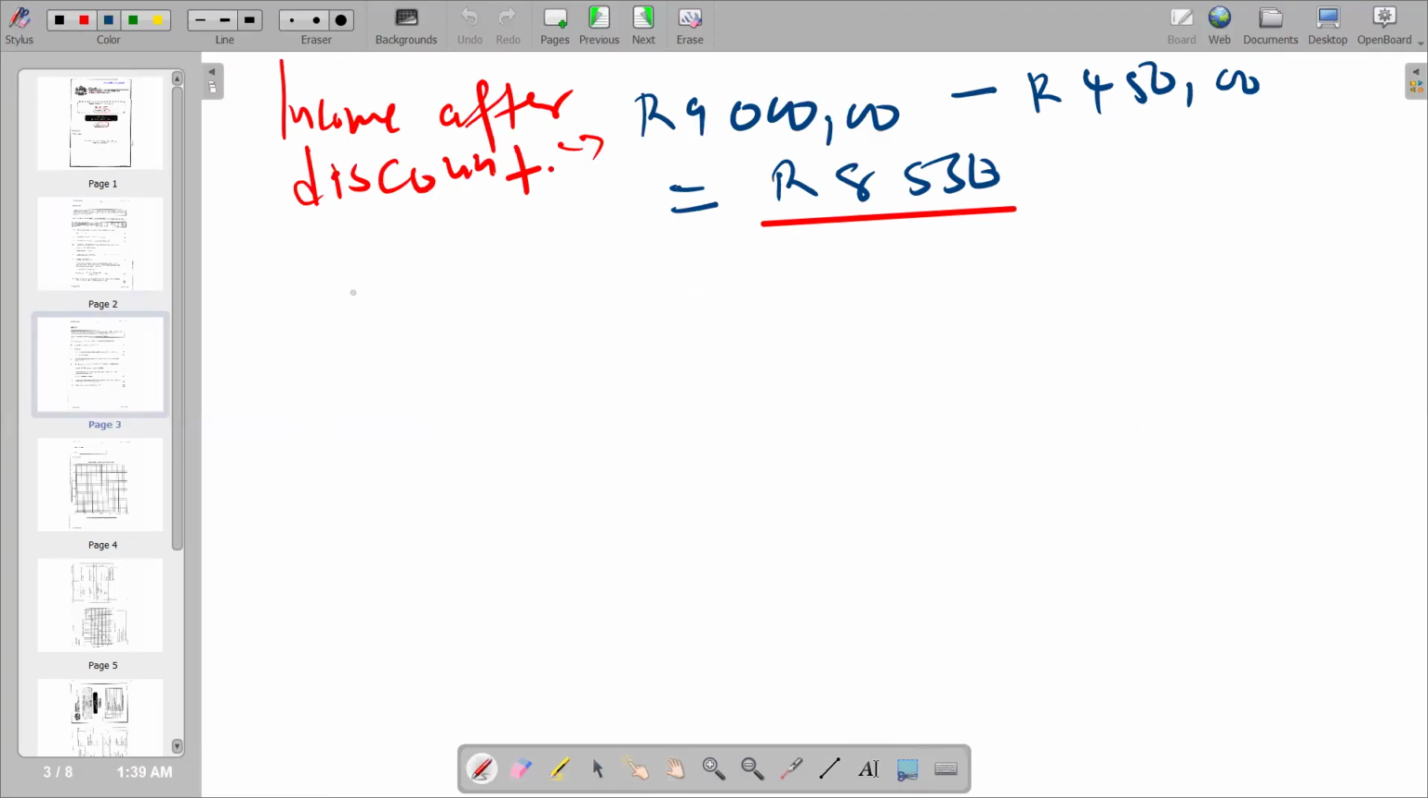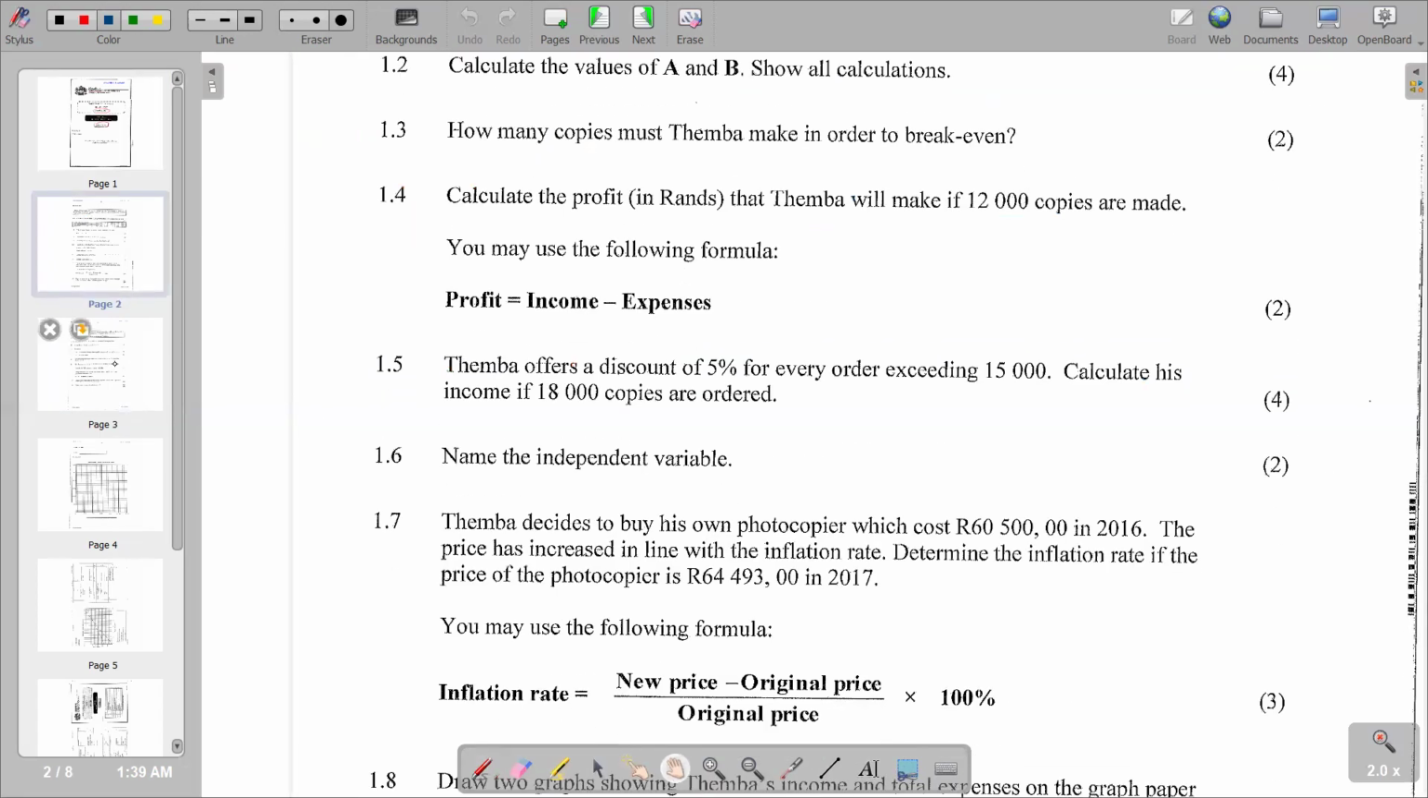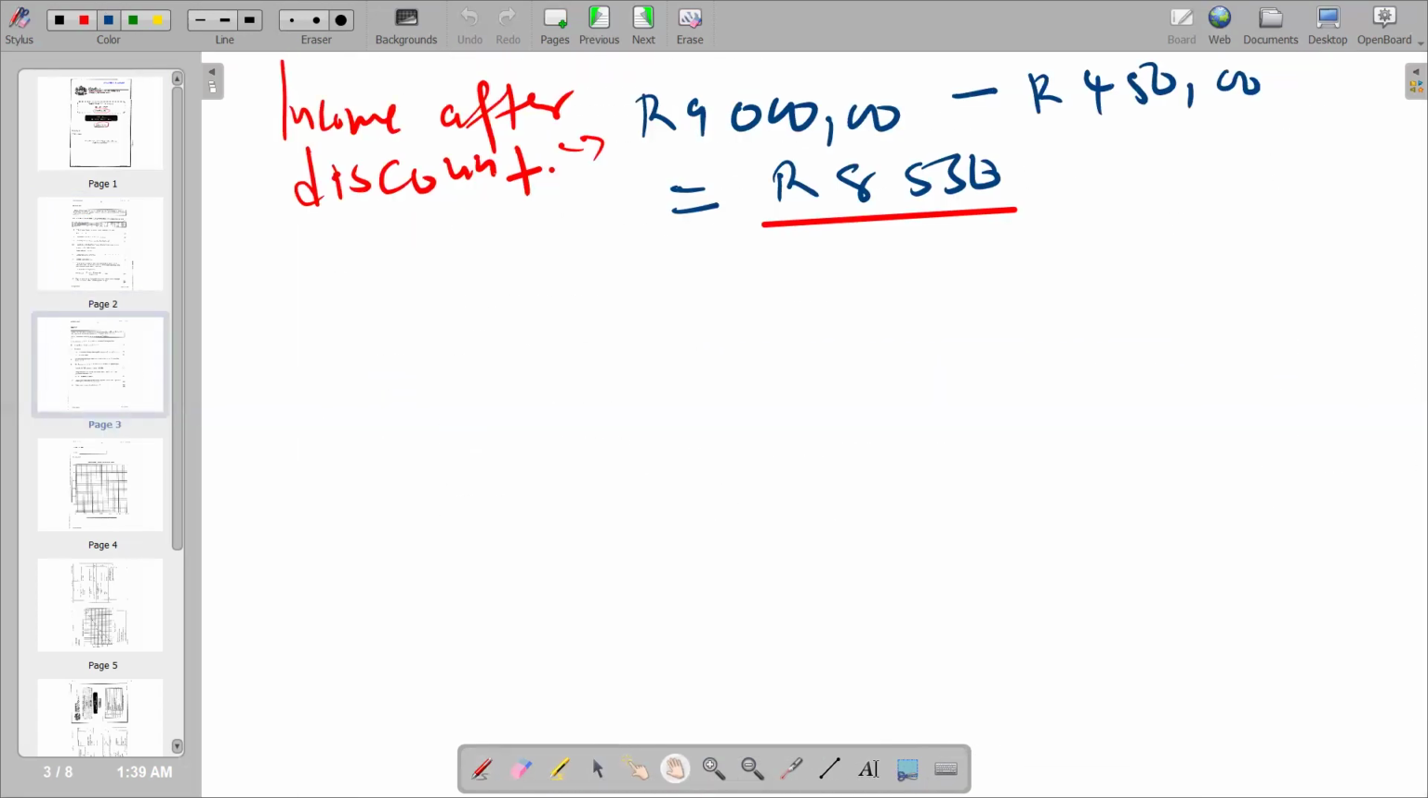So we are now having 1.6. So we are saying 1.6, number of copies. So basically, that's what we have for 1.6. Then we move on to the next question, 1.7.